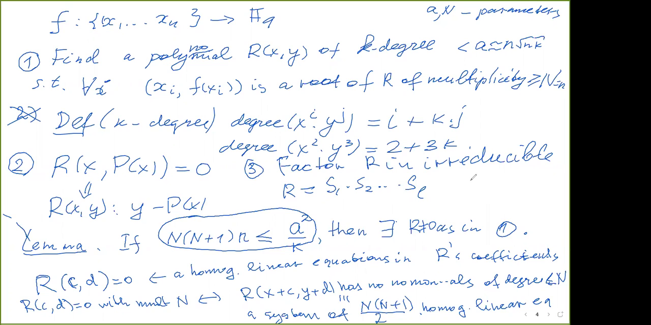So what will be the size of the list? The degree of R in Y is certainly at most A over K. When we divide, the size of the list is about N times square root of N over K, which is certainly less than N square root of N. So as promised, the size of the list is at most N square root of N.